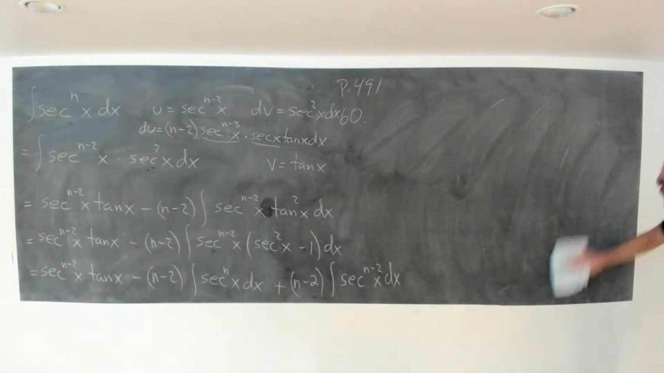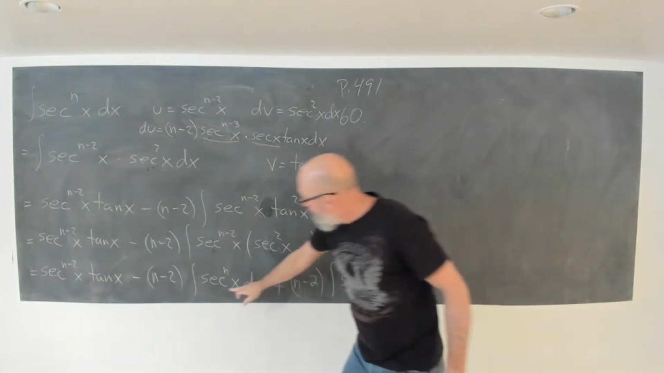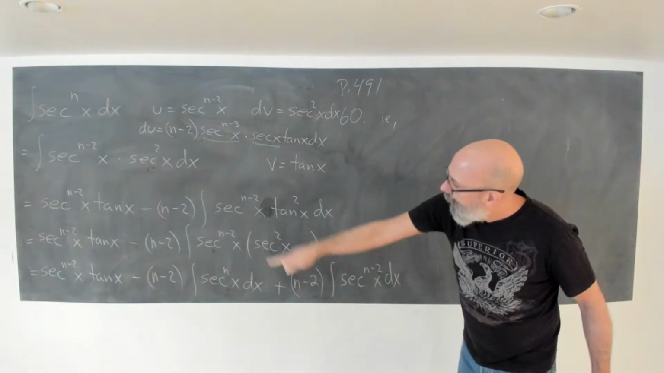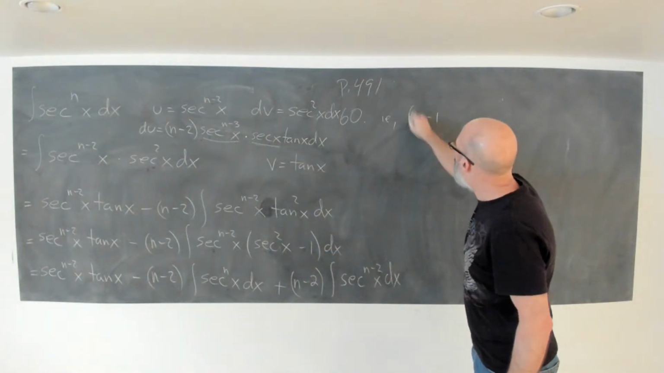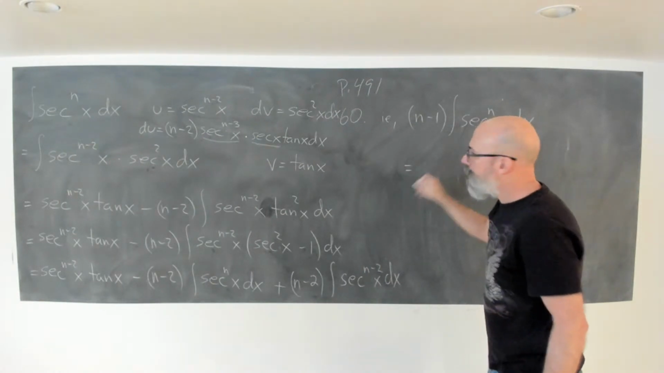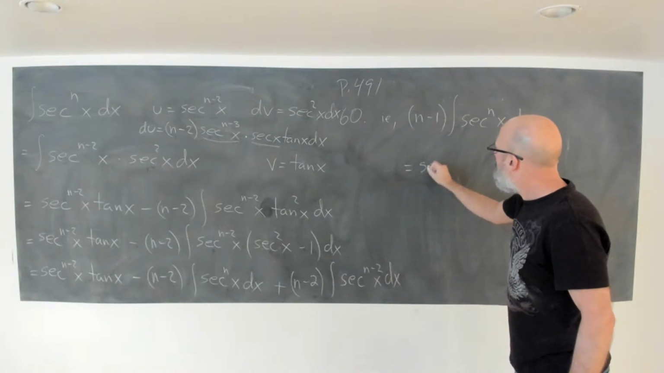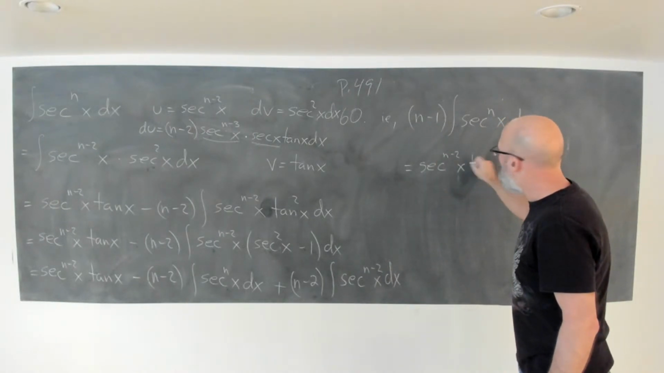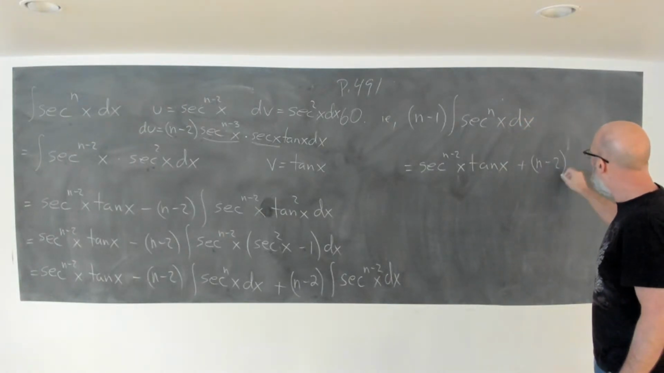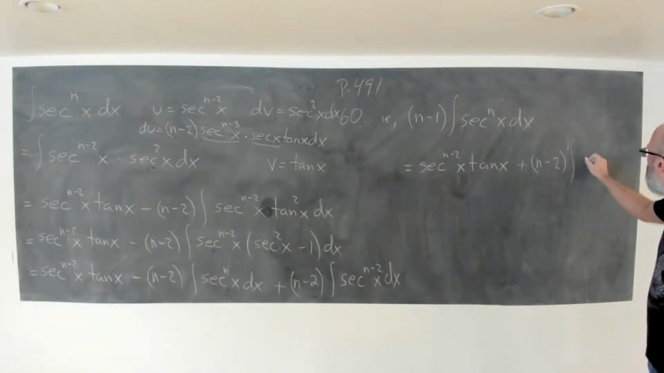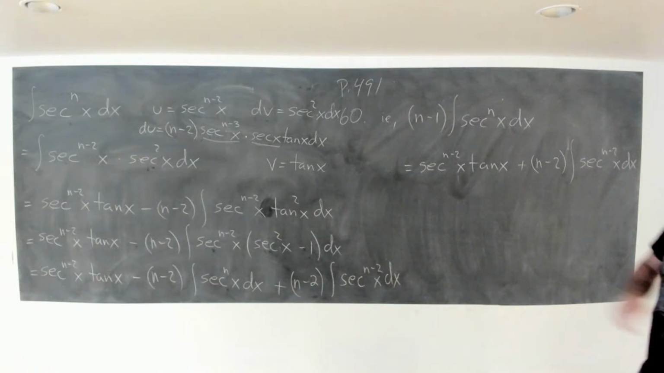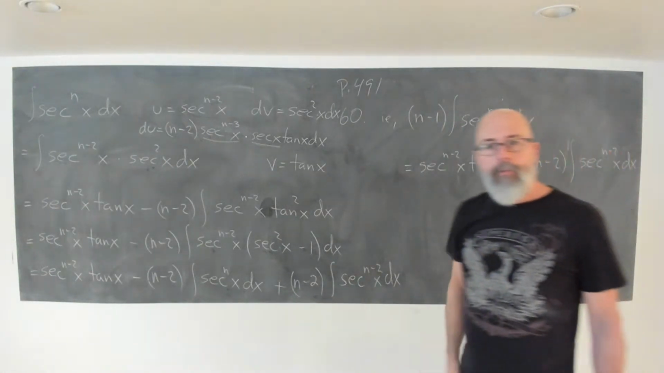So does everybody see where this is headed? Right? We're going to bring this to the other side, and we get n minus 2 plus 1, so n minus 1 of these integrals is equal to what remains? Secant to the n minus 2 tangent plus n minus 2 times the integral of secant to the n minus 2. Divide by n minus 1 and you're done.